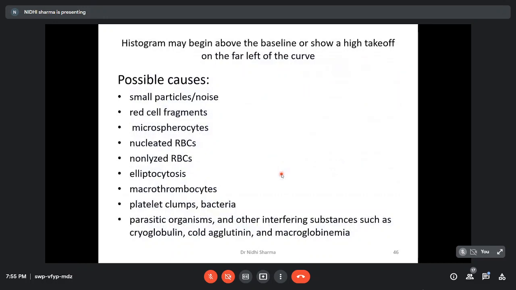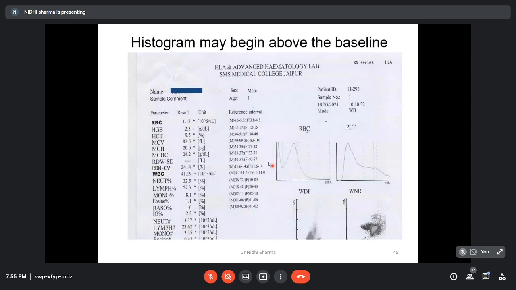Number one, it could be small particles of noise. Just the background noise from the instrument, if it is so high that it is merging with this population here, and therefore not allowing the lower discriminator end of the graph to touch the baseline. Background noise mostly happens if the reagents or controls that you are using have expired and have some contamination within them, and therefore when you use such reagents, usually you can get this kind of picture.